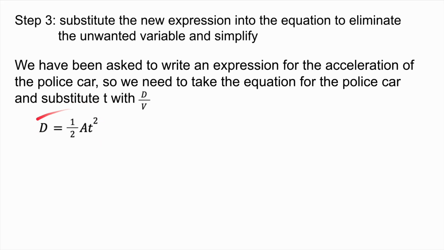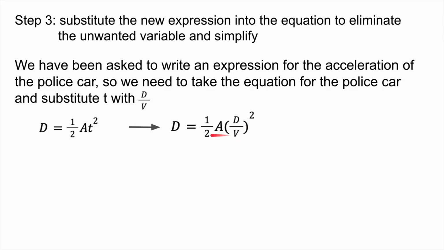D equals 1/2 a t squared. This is the equation we use for an object that is accelerating from rest for a given amount of time and going a certain distance. So now I'm simply going to take t and substitute it with d over v, but I've got to be careful because this t is squared. So when I do that, I have to be careful to use parentheses here. Otherwise, I might just end up squaring the d instead of the v as well.